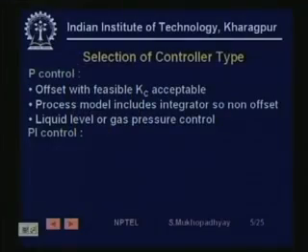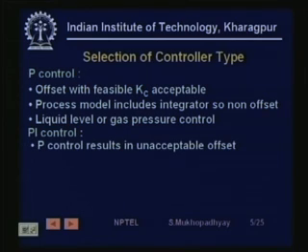But there are various situations where a steady state offset cannot be tolerated. In such a case, obviously you must go for PI control. So PI control is to be considered when P control results in an unacceptable offset, right? So you don't want any offset, and therefore you would like to use PI control, because you know that then you can exactly ensure zero steady state error.